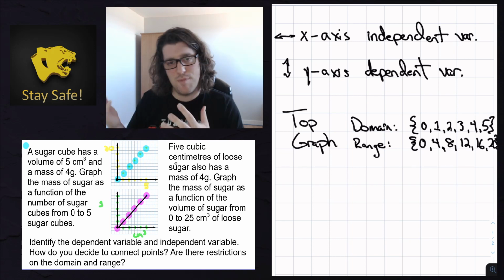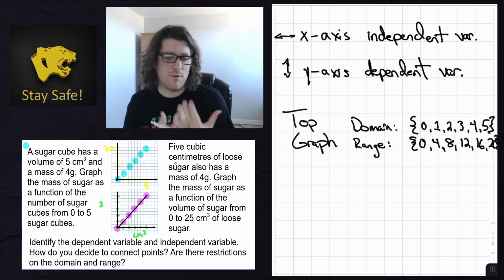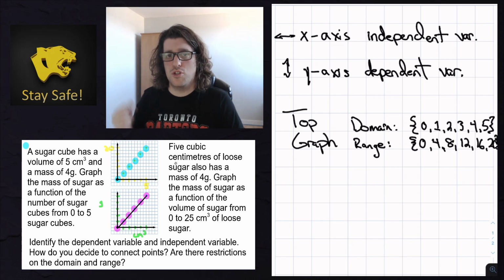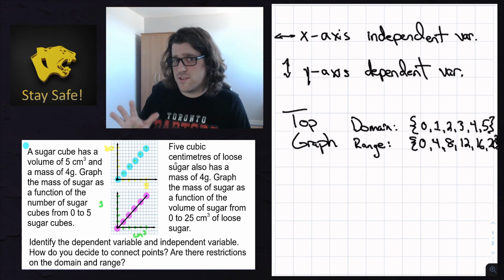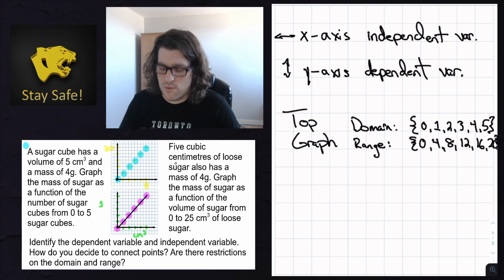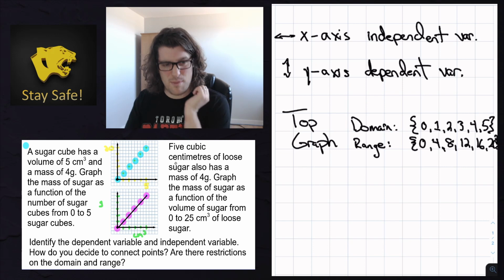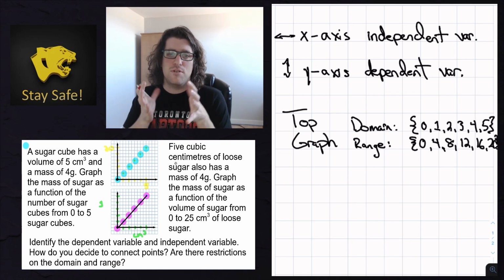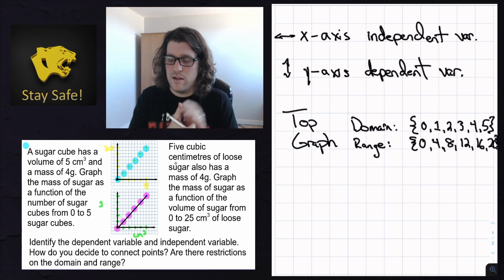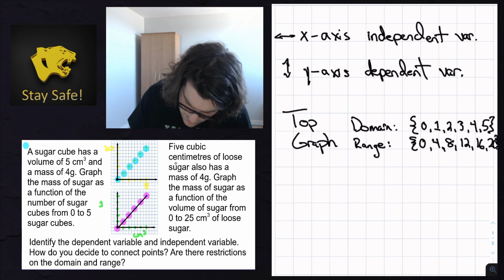So I have my set for my domain, and I have my set for my range. They are restricted due to the number of values that are allowed, but they're also restricted because we are choosing only whole number values to represent the number of sugar cubes, and therefore there's a discrete number of values that correspond to that. So, the bottom graph.